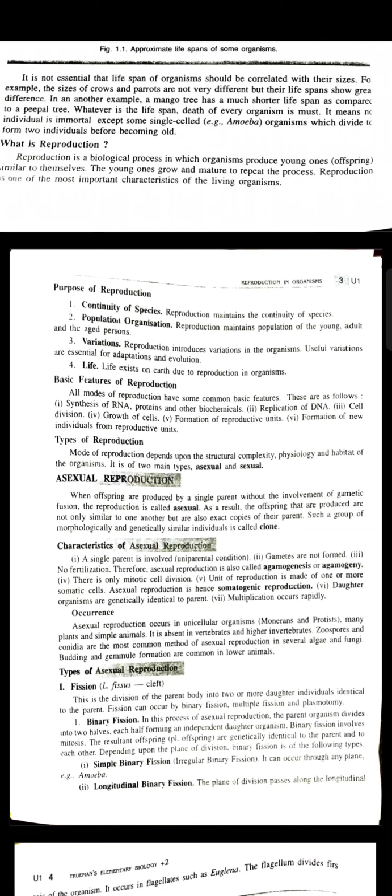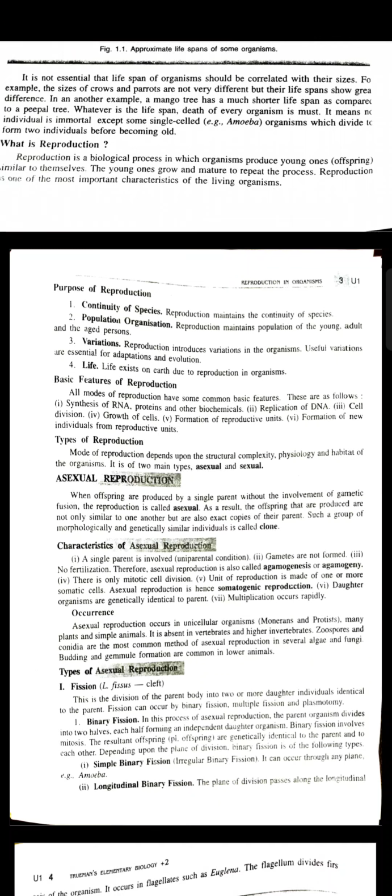Okay. So next is the types of reproduction. The mode of reproduction depends upon the structural complexity, physiology and habitat of an organism. So it is of two main types. Asexual. I think you have understood the basic features of reproduction. They are saying that there are some common basic features in all modes of reproduction. Whether asexual or sexual, the basic features are common. RNA will be made, proteins and other biochemicals will be made. DNA will also get replicated, whether it is sexual or asexual; it has to be duplicated.